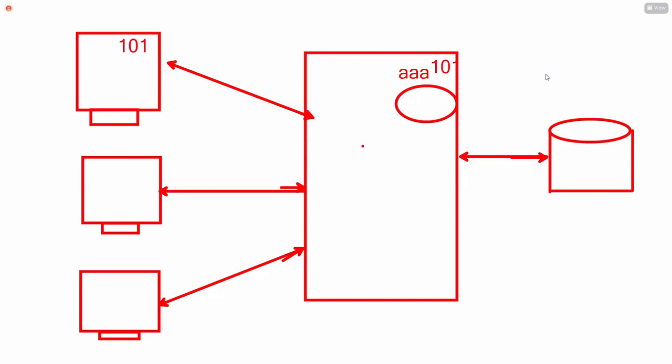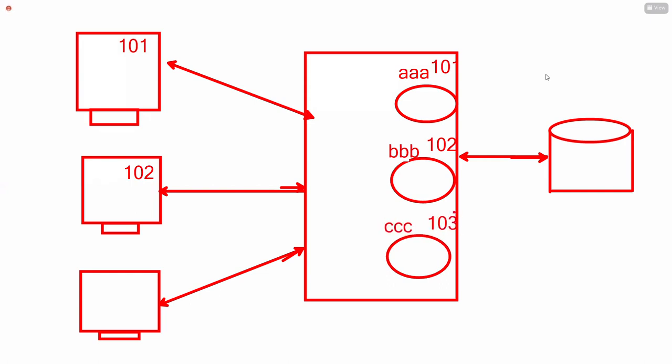Now for the second user, memory is also allocated. Username BBB. Now here the 102 ID is created and passed to the client system, stored in cookies or appended to the URL. Here also the same style. CCC user, session ID 103. Now the password is stored.